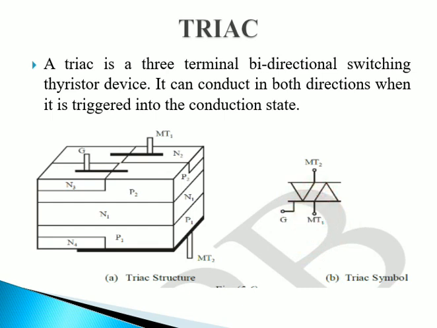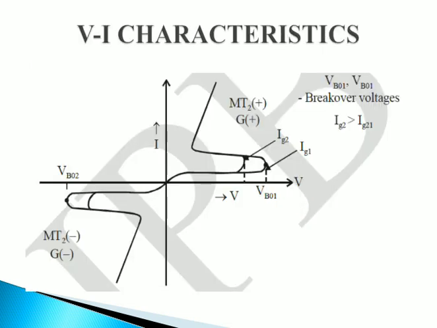Now how this operation carries over here is, your triac will be operated in 4 different modes depending upon the voltage polarity of your MT1 with respect to MT2, and also based on the gate current polarity, right? Now in this characteristics we will discuss, you can just see here in the VI characteristics.